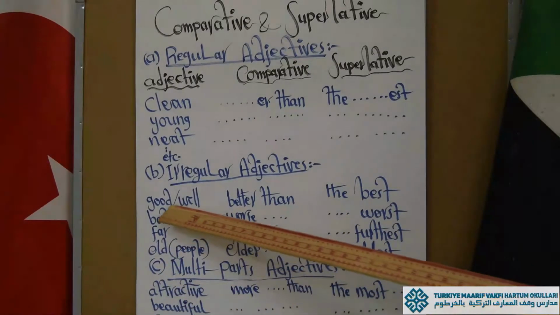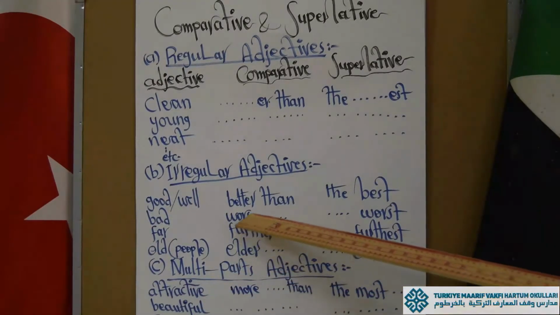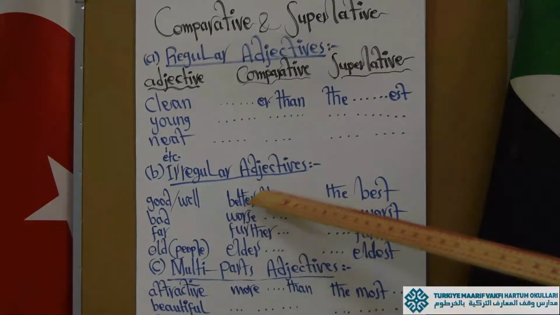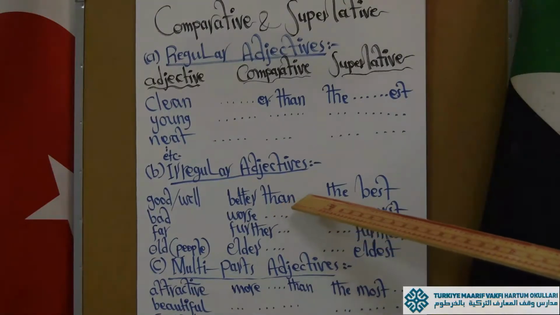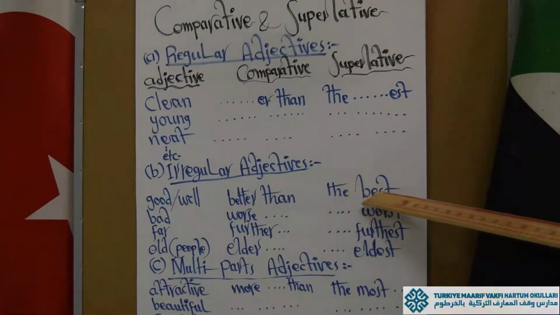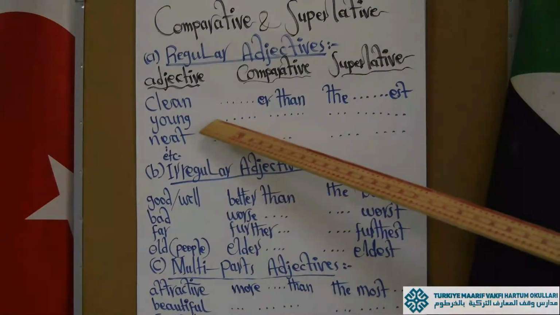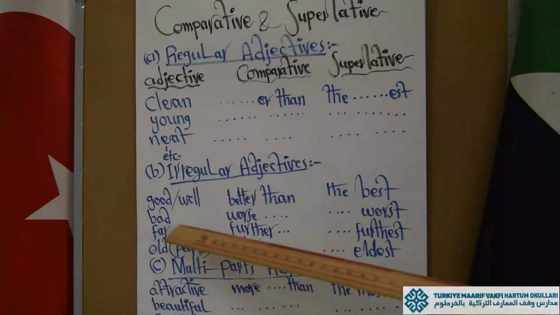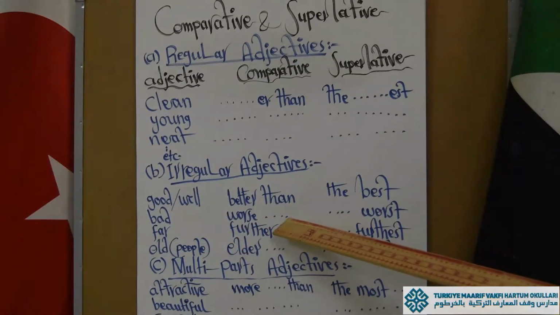So I can say education is good, and healthcare is better than education because it is a comparison between two things. Healthcare is better than education, but peace and stability is the best. When I say the best, it is the superlative form, and so on. It is different. It is not a matter of adding er or est at the end.